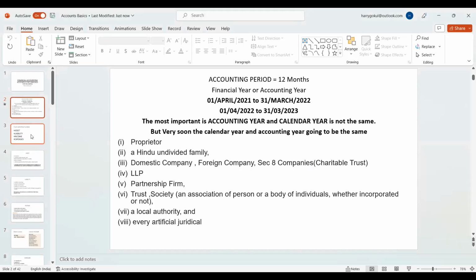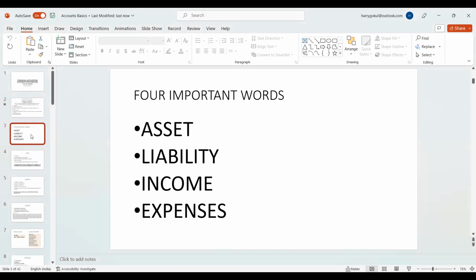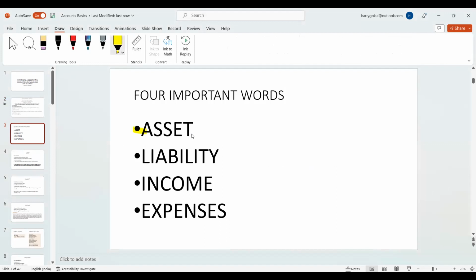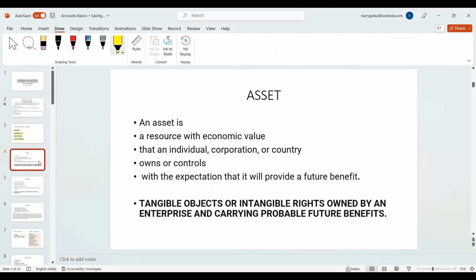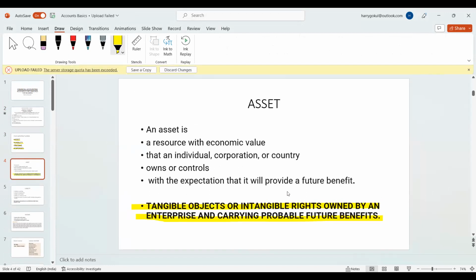Okay, that's about the persons we are accounting for. Then four important words, which I use to explain everything: asset, liabilities, income, and expenses. An asset is a tangible object or intangible right owned by an enterprise and carrying a probable future benefit. It may be tangible, which you can see with your bare eyes, or intangible, which you can't see with your bare eyes.